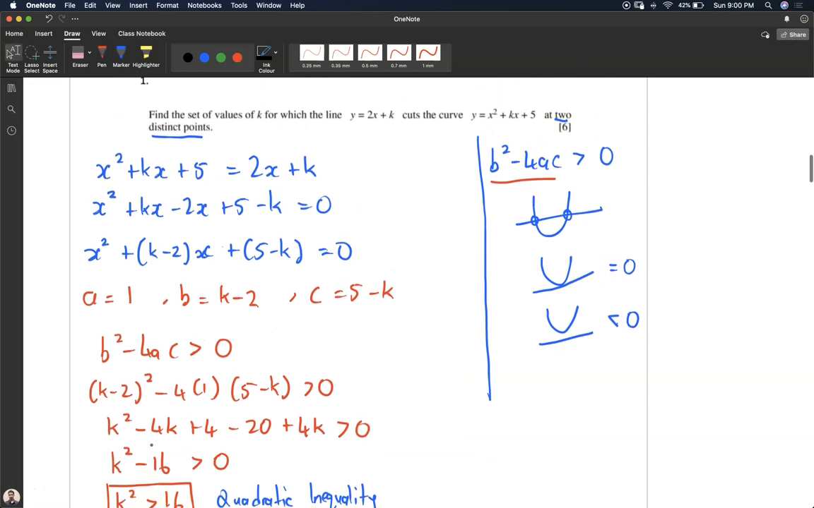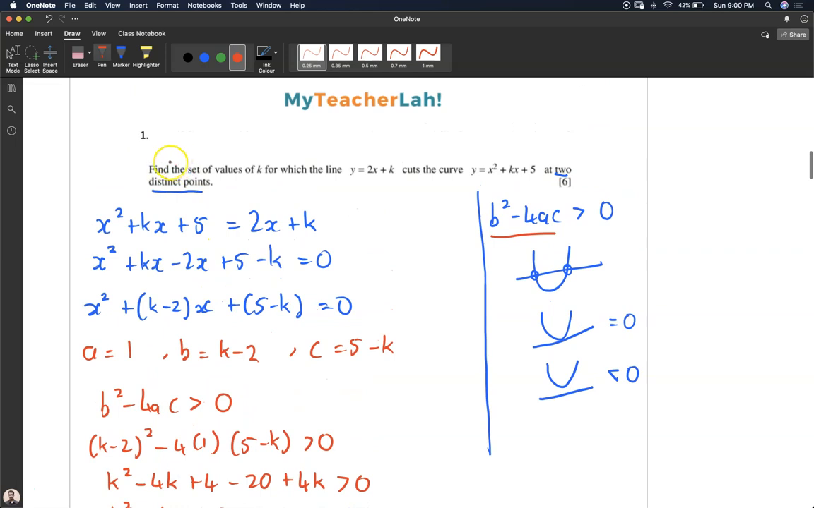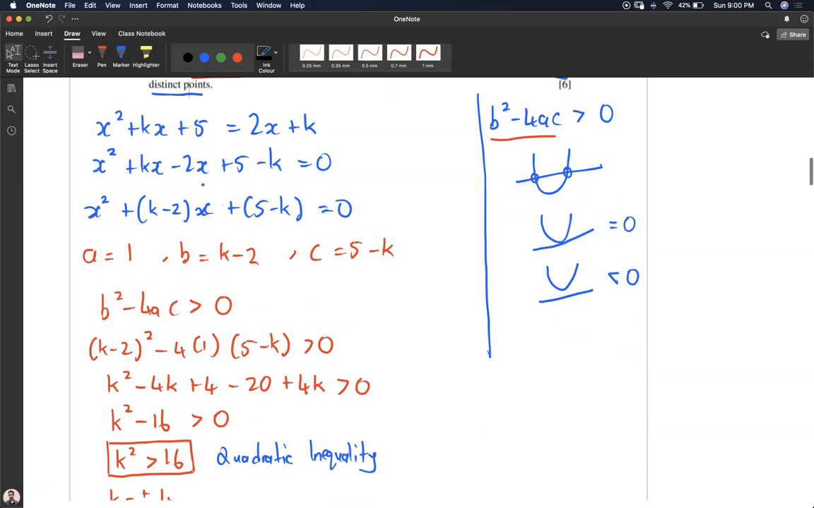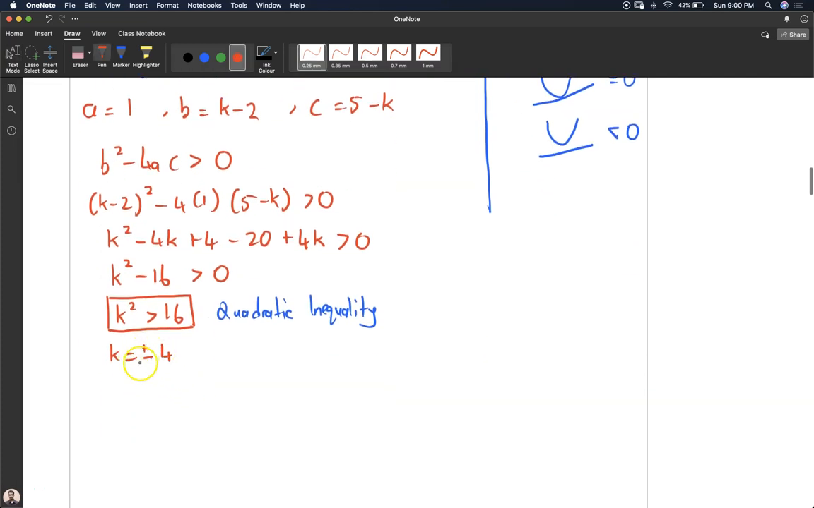If you go back to your original question, it kind of gives you a hint that k should be a set of values, right? So this is not really a set of values. These are just 2 different values, right? A set of values usually refers to a range. So how do we get that range? That's where the quadratic inequality comes into place.